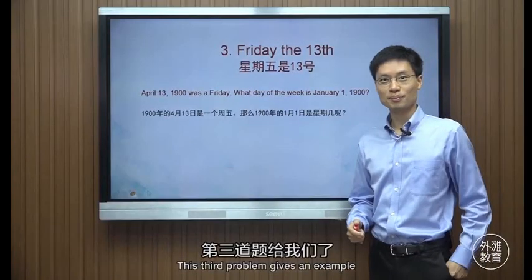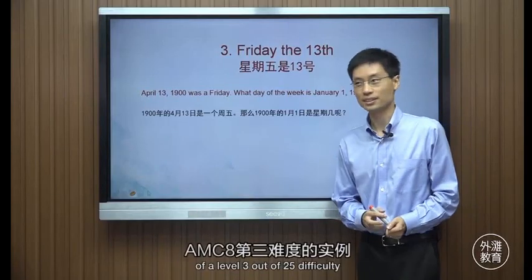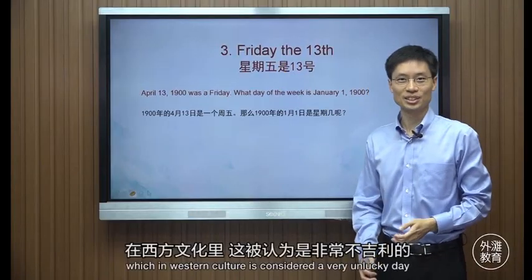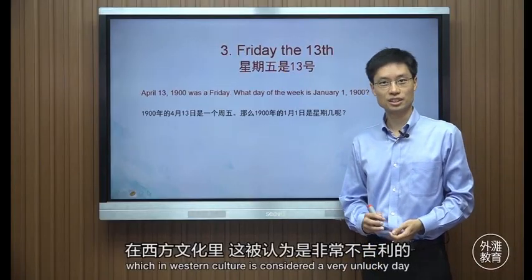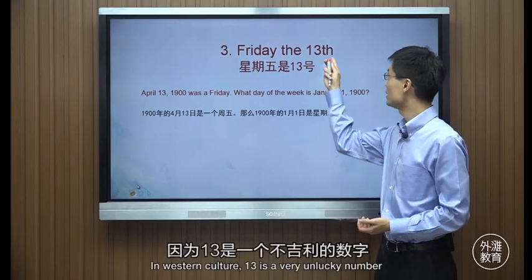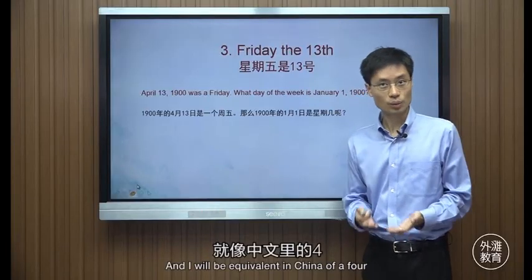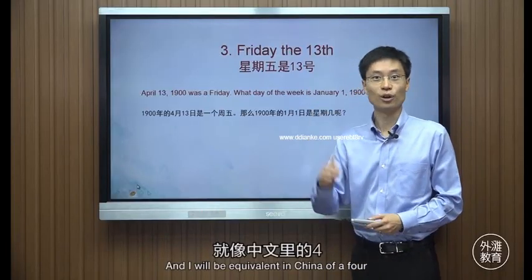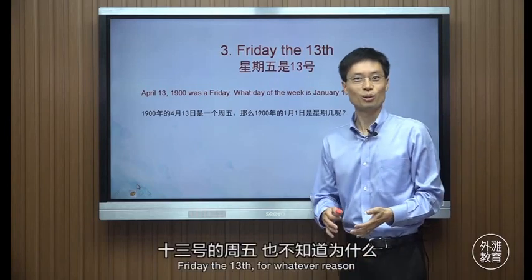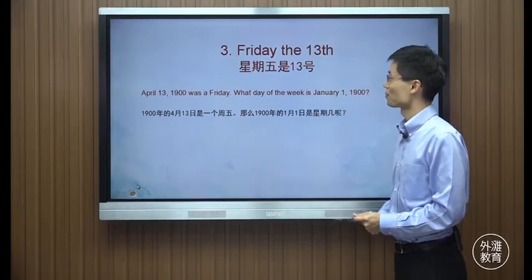This third problem gives an example of a level 3 out of 25 difficulty. The theme is Friday the 13th, which in Western culture is considered a very unlucky day. In Western culture, 13 is a very unlucky number, and it would be the equivalent of 4 in China. Friday the 13th, for whatever reason, is considered a very unlucky 13th day.